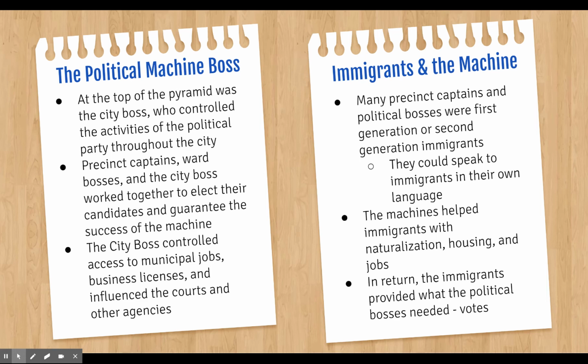Immigrants and the machine. So many precinct captains and political bosses were first generation or second generation immigrants. They could speak to immigrants in their own language. The machines helped immigrants with naturalization, housing, and jobs. In return, the immigrants provided what the political bosses needed: votes. So yes, they did offer them support, but that support could also be taken away if they were not voting for the candidate or didn't do what was told to them. So you have this kind of political intimidation.